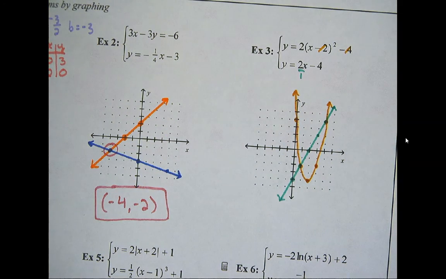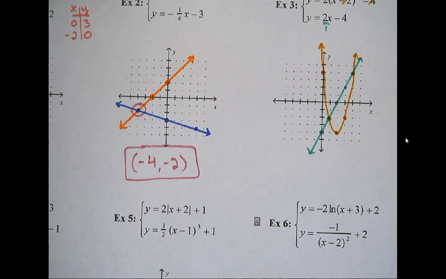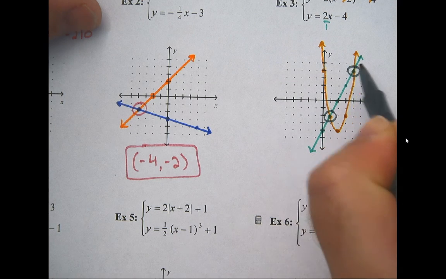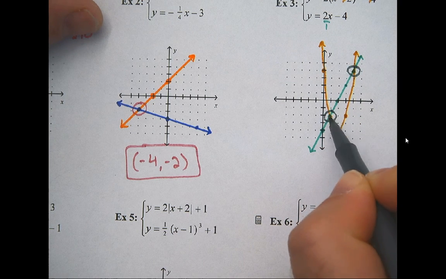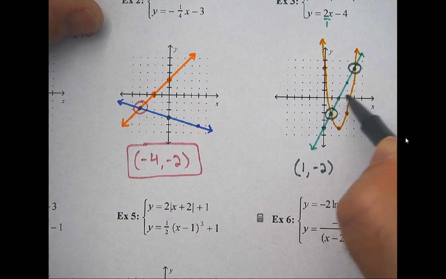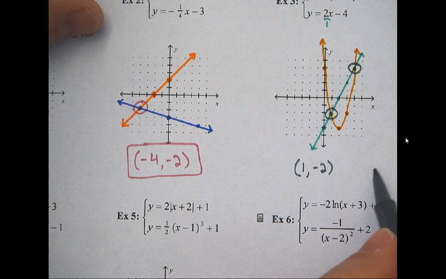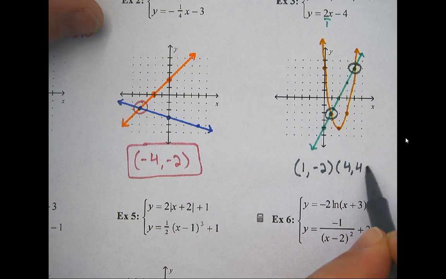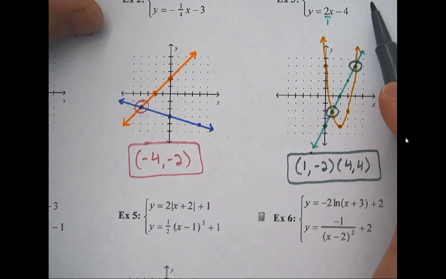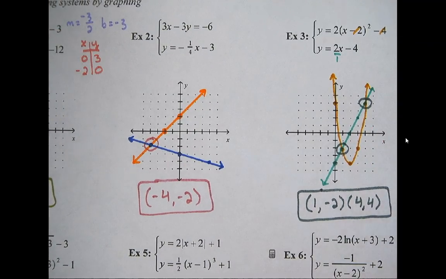Now, before this class, probably all of your systems were linear. So we're going to look at some systems that are not just linear, and that's going to give us more than one solution, which we can then highlight here. I've got this intersection and this intersection. So my first point is at 1, -2. And then 1, 2, 3, 4, 1, 2, 3, 4, 4, 4. So this system had 2 solutions. There are 2 coordinate pairs that you could plug in for x and y up here and get an equation that is equal.